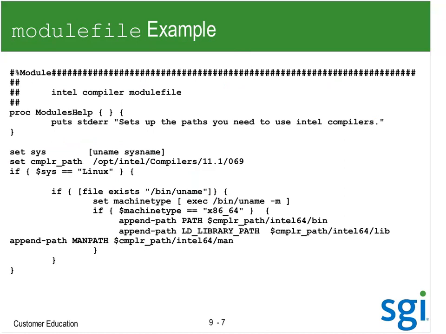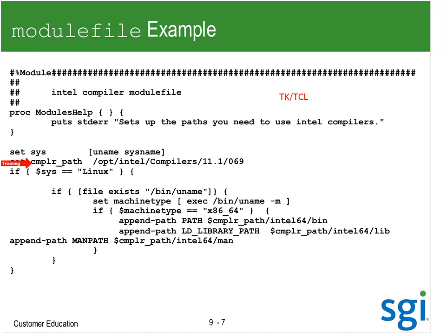Here's a module file. It is written in TK TCL or Tickle. So a function is called a proc or a procedure here, delimited with the curly braces. And then this one, set is creating, like the C shell, setting the environment sys. Brackets are saying execute and substitute. So it's going to do uname sysname and substitute that as set sys to whatever the system name is.